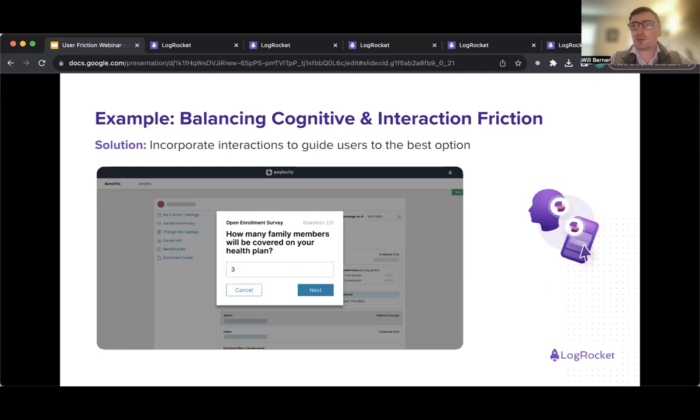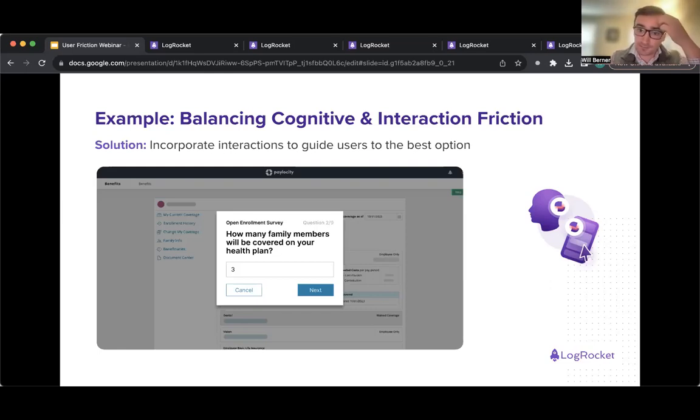So I think a better option would be to actually introduce additional interactions in order to reduce the cognitive load that this user is experiencing. What this might look like is implementing something like a survey that asks you a series of questions about your healthcare needs and what you're looking to get out of the plan that you ultimately select. And from there, the software can lay out some of the pros and cons of each plan and help guide the user to a more well-informed decision.